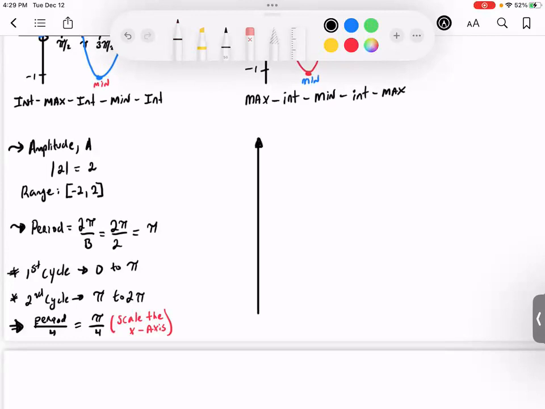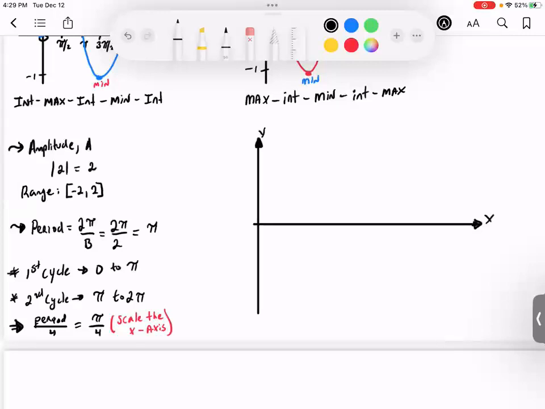Somebody asked in the chat, where did I get the 4 from? I get the 4 because that's the rule of thumb: if you want to find the 5 key points, then you just take the cycle, whatever it is, and divide it by 4. And you'll see that you'll have essentially 5 points. I'll show you after I finish this example what I mean by that.